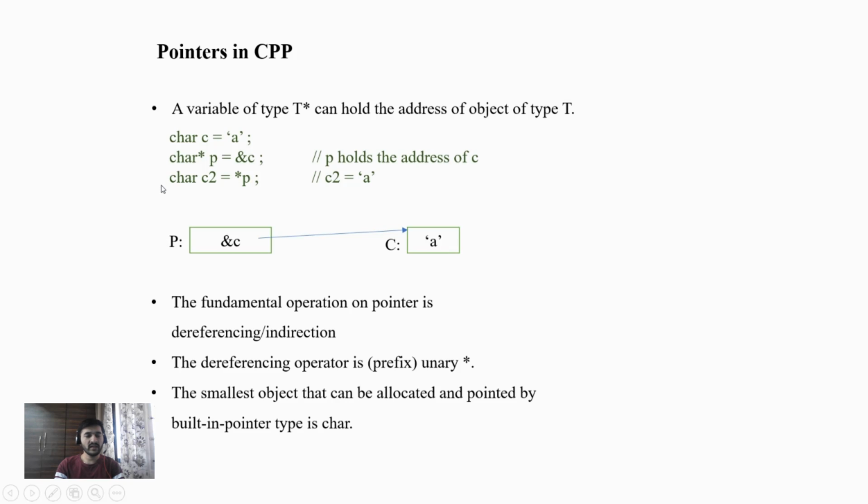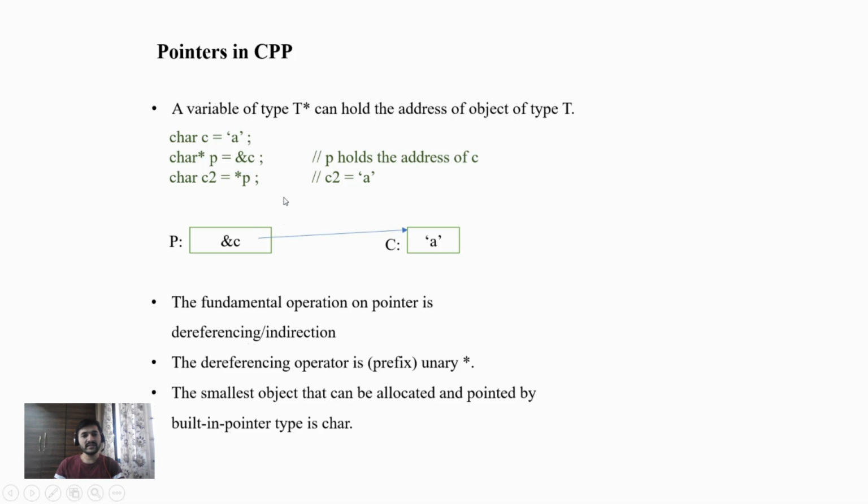Here, in the third line, I have declared variable c2 which contains star p. So when I say star p, what does it do? Now p refers to ampersand c. So star p goes to the memory location where c is defined and finds the value a. So star p will have a. P contains the address, but star p will actually contain the value. It will give us the value at the address which p is referring to. So c2 will contain a here.